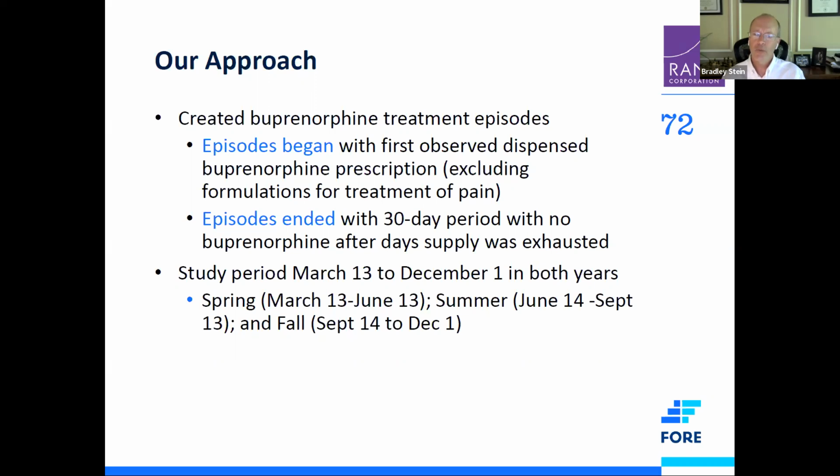We were also curious as to how what we were looking at may have evolved over the course of COVID. So we looked in both years, 2019 and 2020, from March 13th to December 1st. In 2020, that's basically with the declaration of the public health emergency. And we looked for the rest of the year, leaving enough time to allow us to see episodes ending. We looked at the comparable period in 2019. And then we split it into 3 periods to see if there were shifts over time. So we broke it into what I'll call spring, summer, and fall, approximately 2-month periods each. Next slide, please.